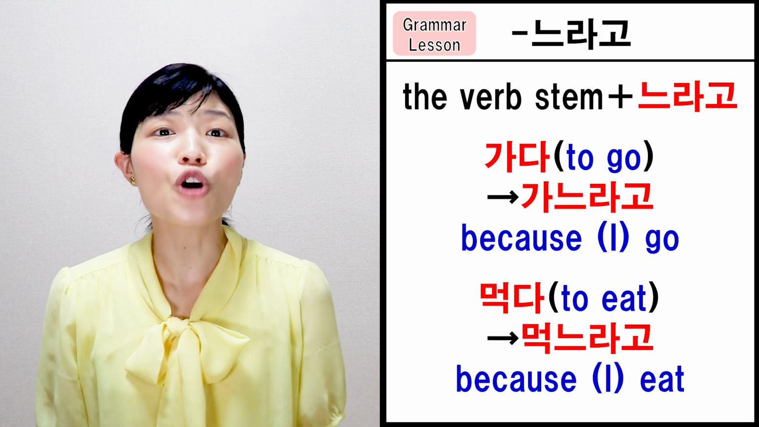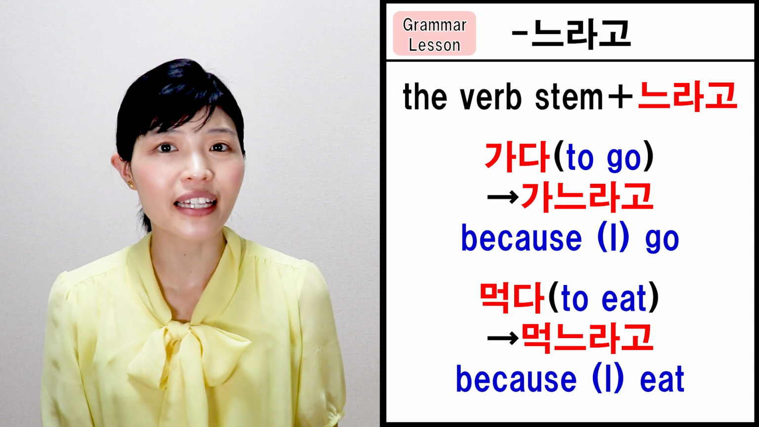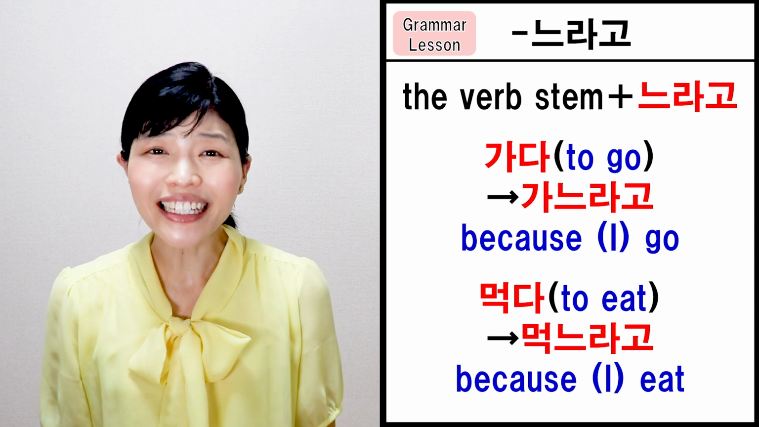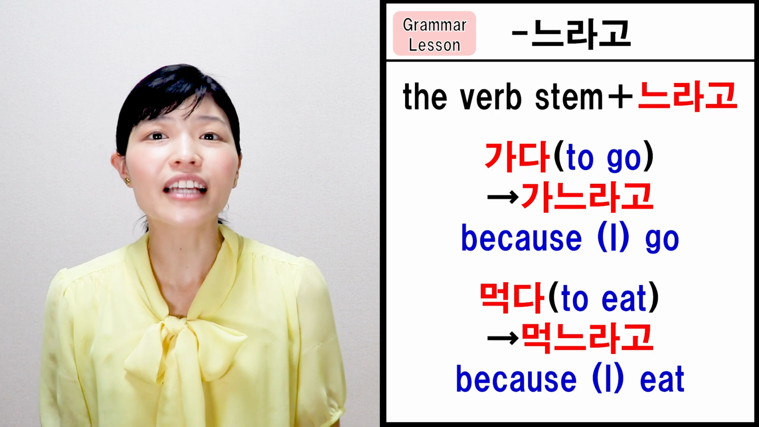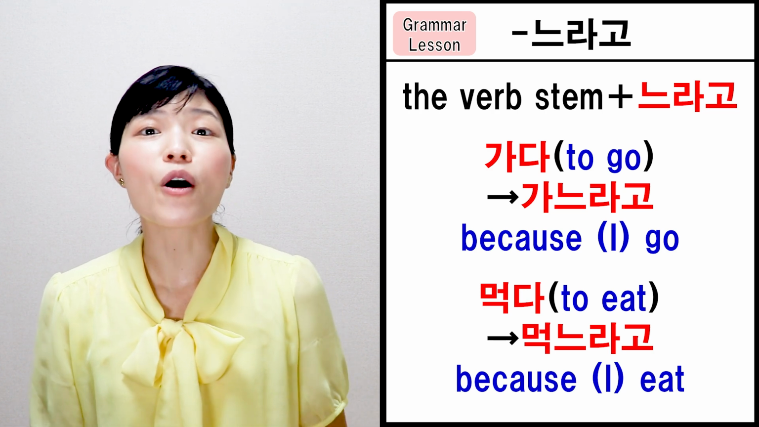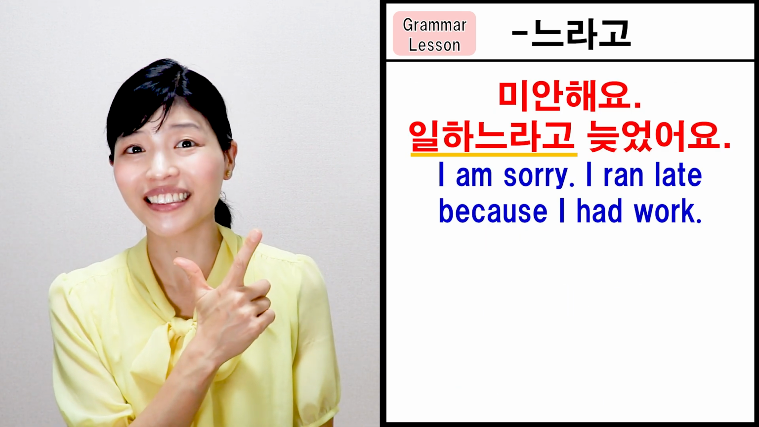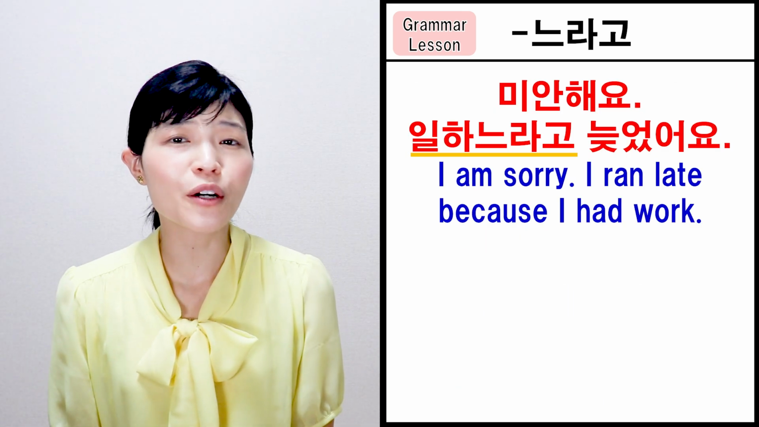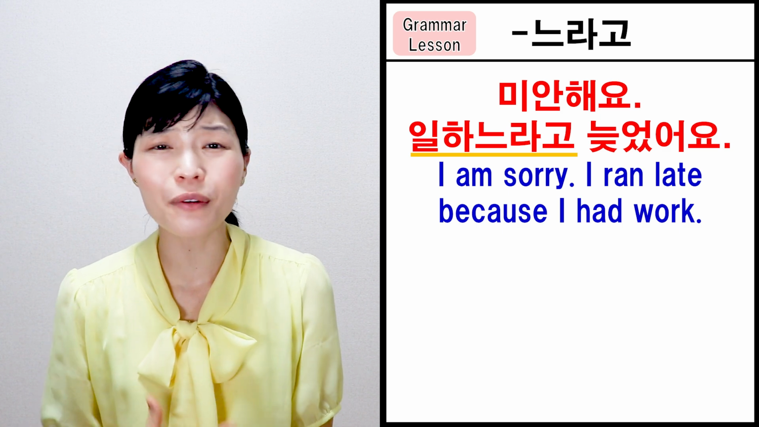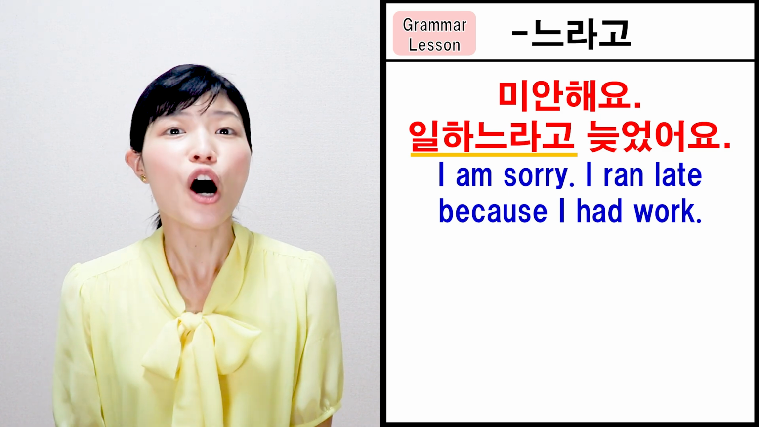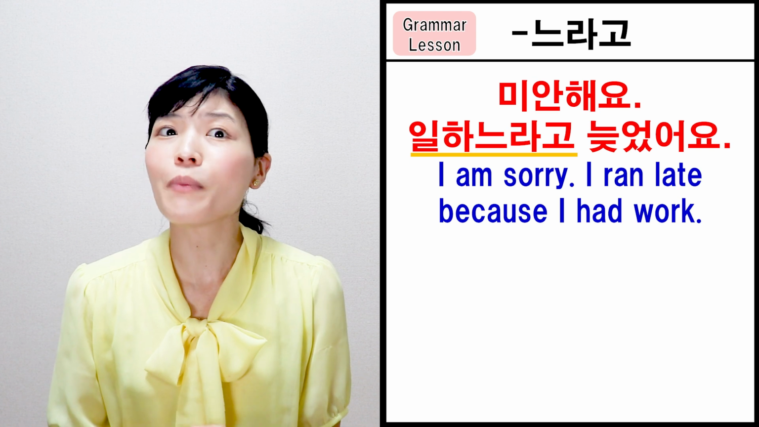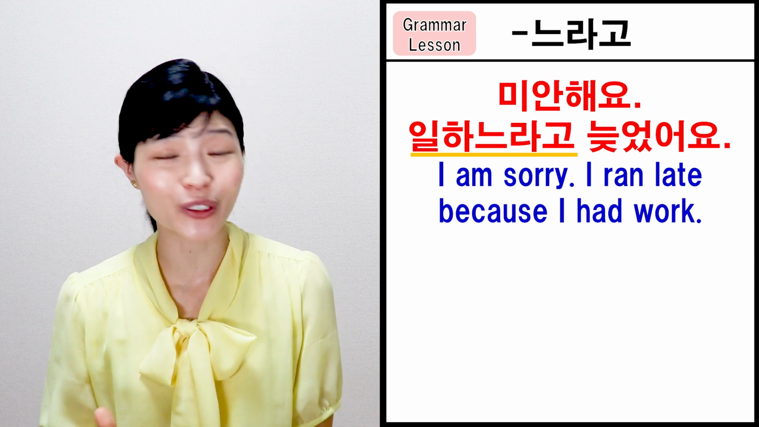As you can see, you always attach the present tense to this grammar. You cannot make the past tense like 받느라고 or 먹었느라고. Okay? Then let's read a sample sentence. 미안해요. 일하느라고 늦었어요. I'm sorry, I ran late because I had work. Oh, this is a good phrase that you might use as an excuse in the future.